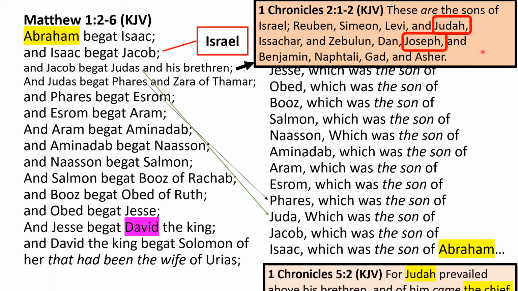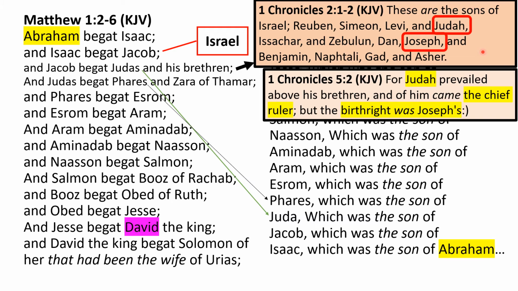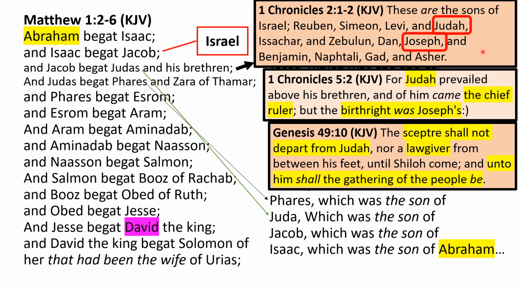In 1 Chronicles it's noted, "For Judah prevailed above his brethren, and of him came the chief ruler, but the birthright was Joseph's." At the end of Jacob's life he blessed Judah, saying, "The scepter shall not depart from Judah, nor a lawgiver from between his feet, until Shiloh come, and unto him shall the gathering of the people be." This sounds like messianic language, or language that would indicate where the Messiah would come from.